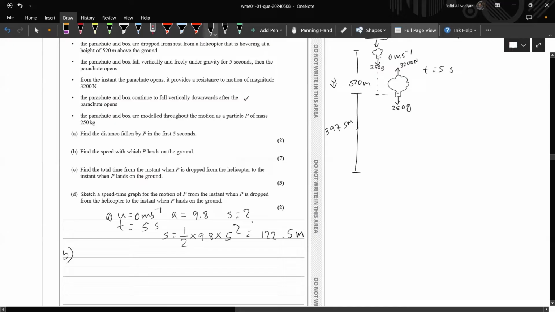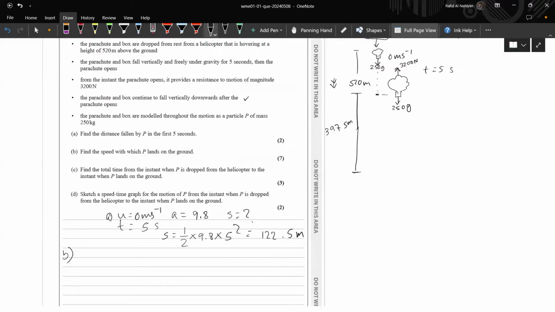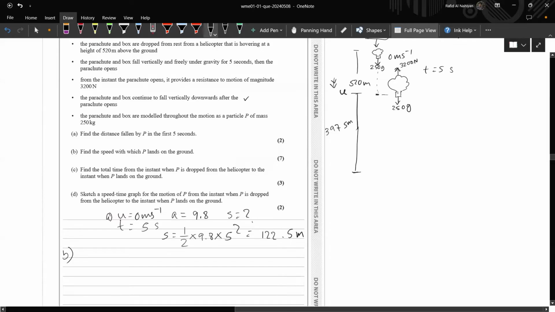So a separate motion where there is a resistive force of 3,200 newtons. Now I have to calculate everything again, because now the acceleration is not going to be 9.8 anymore because there is a resistive force. So let me find out the velocity at this point, and let me call this u. I just need to know the initial velocity here to work things out.